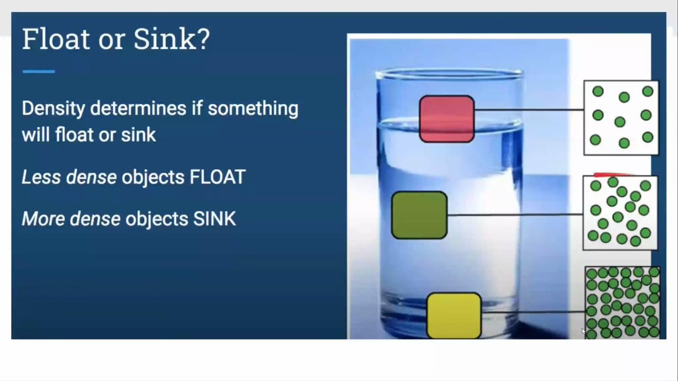So the correct answer, before we talk about that, let's talk about density. Density determines if something will float or sink. Density is how packed the matter is within a substance. Sometimes it's really packed together and sometimes it's less packed together. If it's more packed together, it's high density. If it's less packed together, then it's low density. Less dense objects tend to float when the matter is more spread apart in an object, and more dense objects tend to sink.